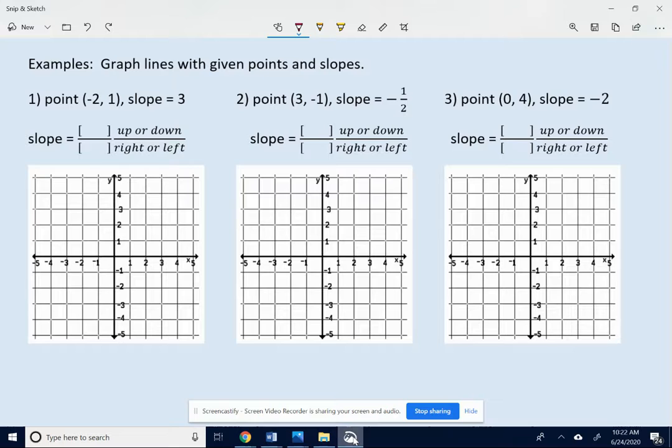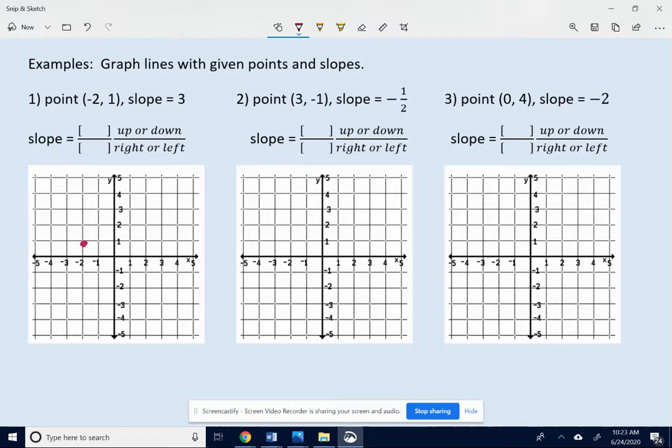Problem 1, negative 2, 1 is the starting point. So you want to find negative 2, 1. Negative 2 on your x-axis, across from 1 on your y-axis. So put a point there.